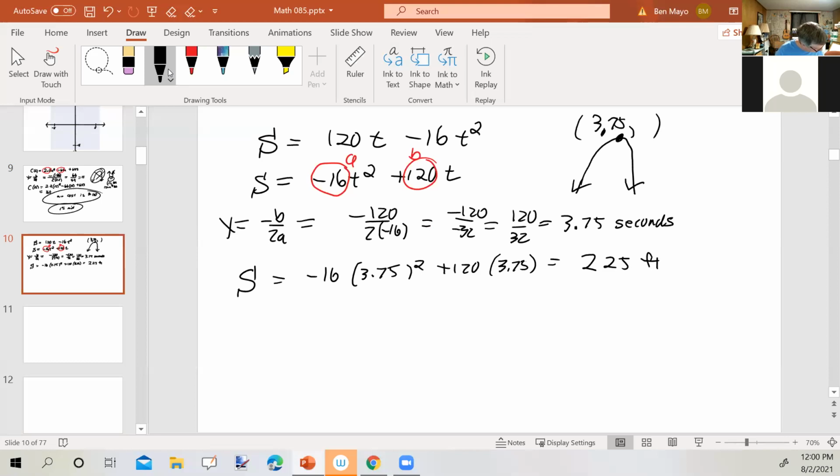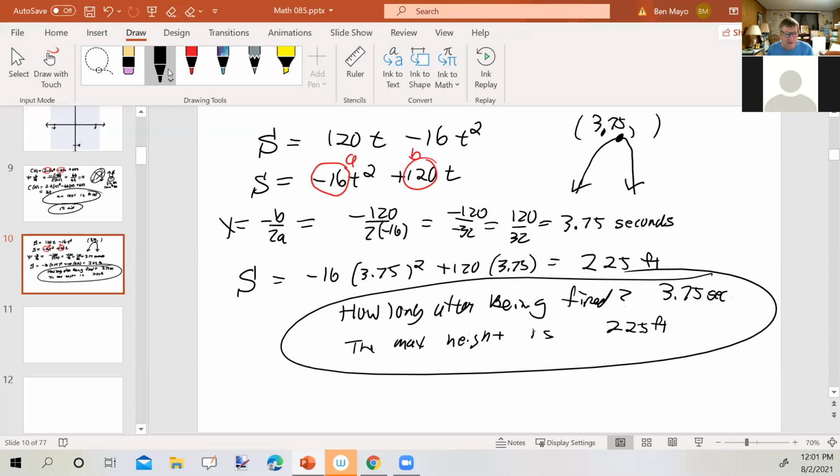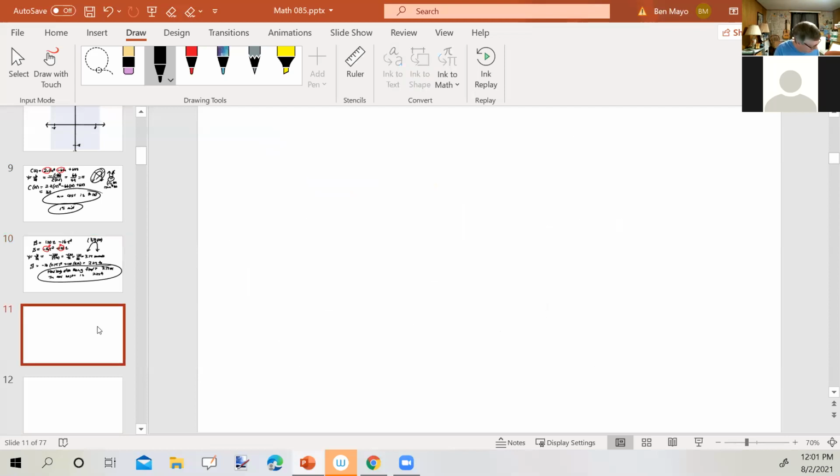Okay, so how long after being fired does it reach its maximum height? 3.75 seconds. And then that maximum height is 225 feet. Okay. So again, the answers to the questions were within the vertex. Questions there? All right, let's take a look at another example.